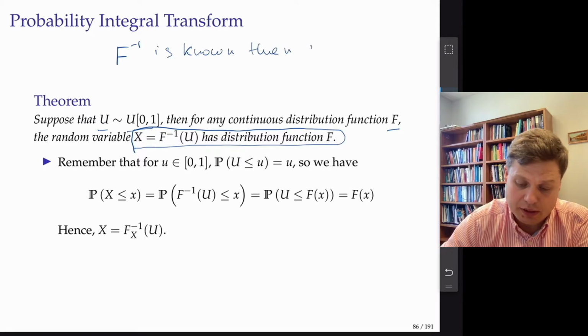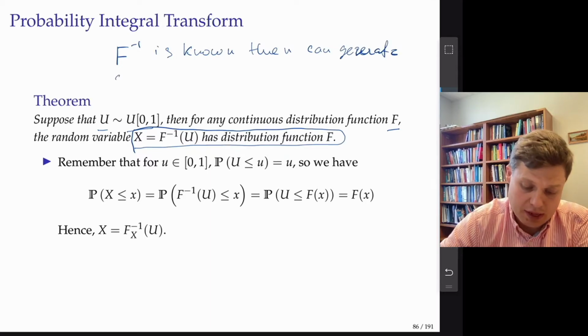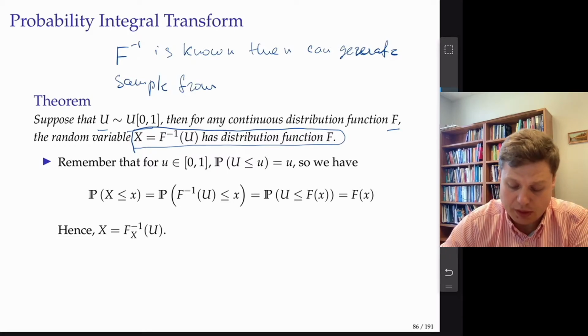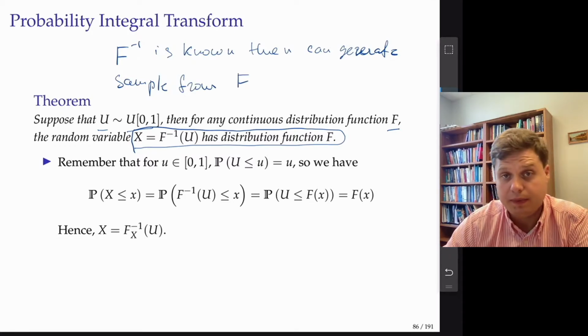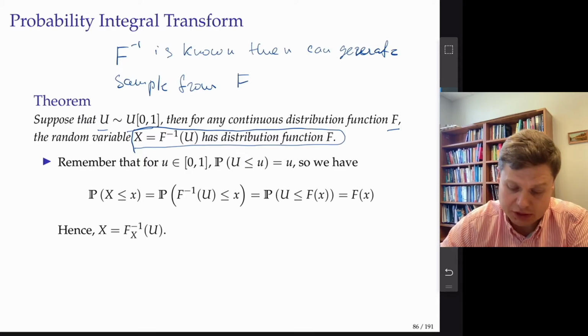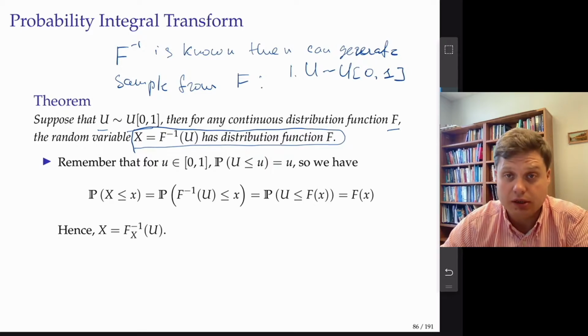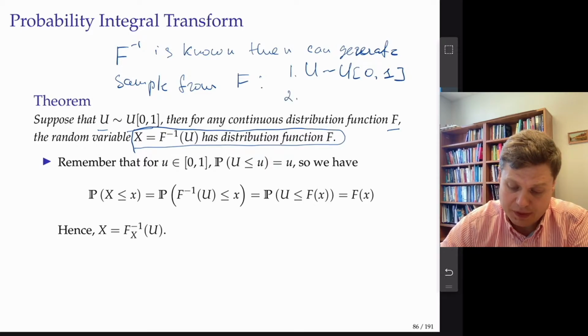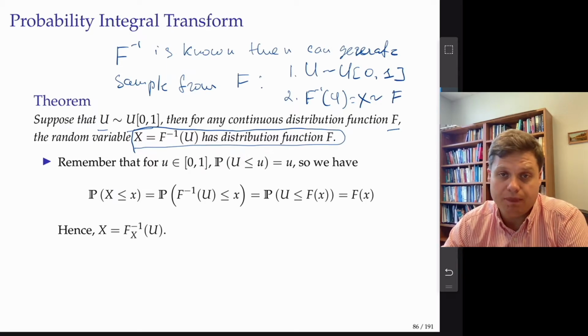then you can generate a sample from this distribution given by F. This is the cumulative distribution function. Basically, it's a two-step approach. You generate U from the uniform, and this is relatively easy. And then if you take F inverse of U, we're going to call it X, then that is going to be a draw from the distribution given by this cumulative distribution function, capital F.